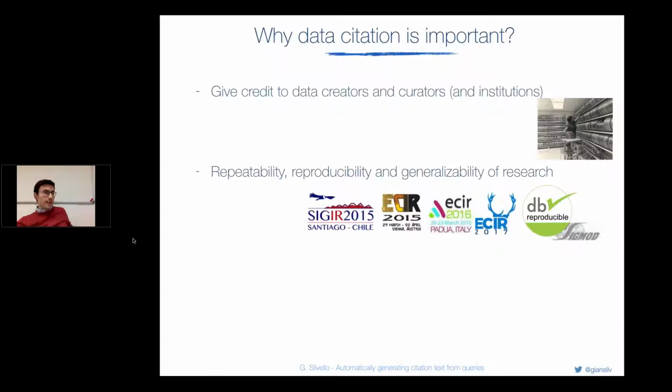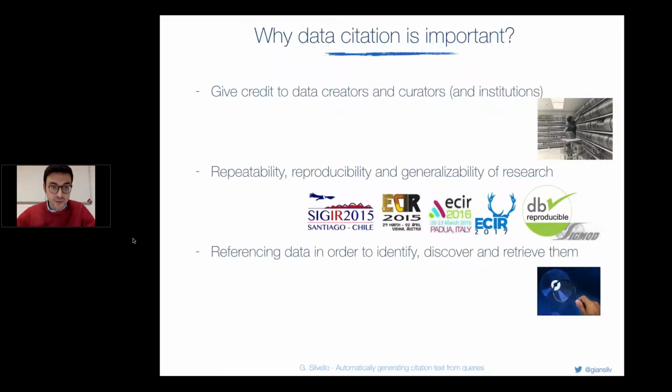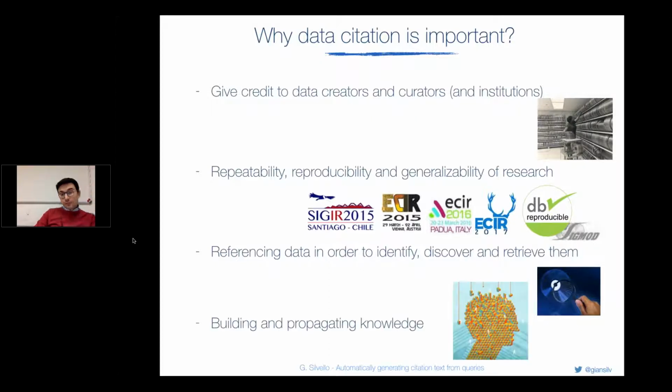And so the point is that if we publish a paper, we must be able to reproduce the experiment in that paper. And to do this, data citation is a key feature that we need for successful reproducibility. The citation is also needed for referencing data in order to identify, discover, and also retrieve the data we use. And of course, for building and propagating knowledge as with traditional citations.